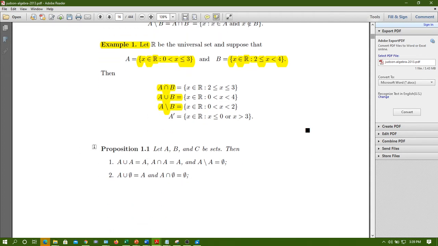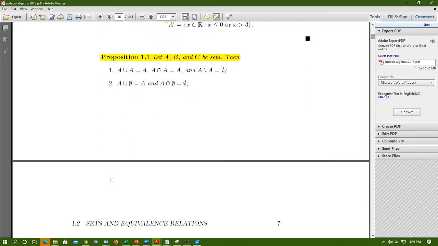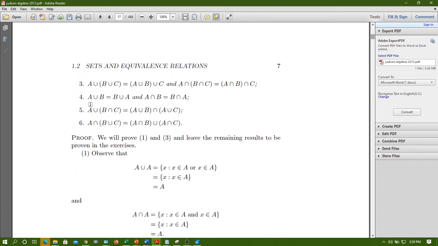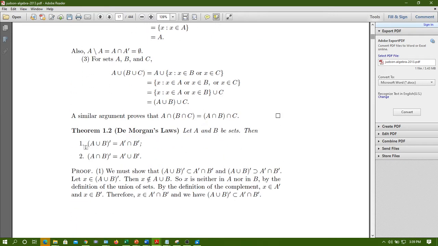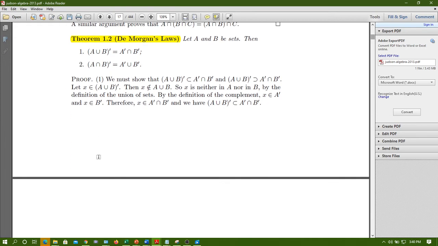Okay, there is a proposition here, proposition 1.1. And then we have the proof. We have a theorem, De Morgan's laws: let A and B be sets, then the complement of A union B is the complement of A intersect the complement of B. So there's also a proof for that.